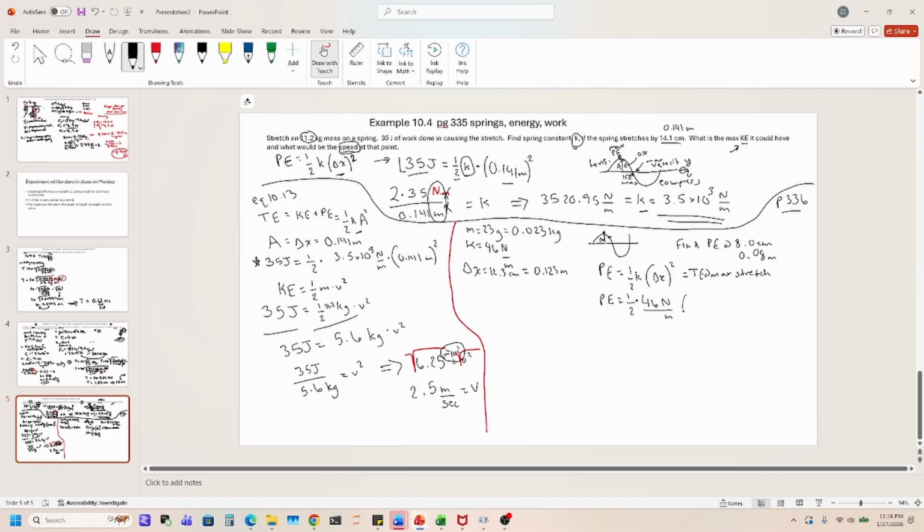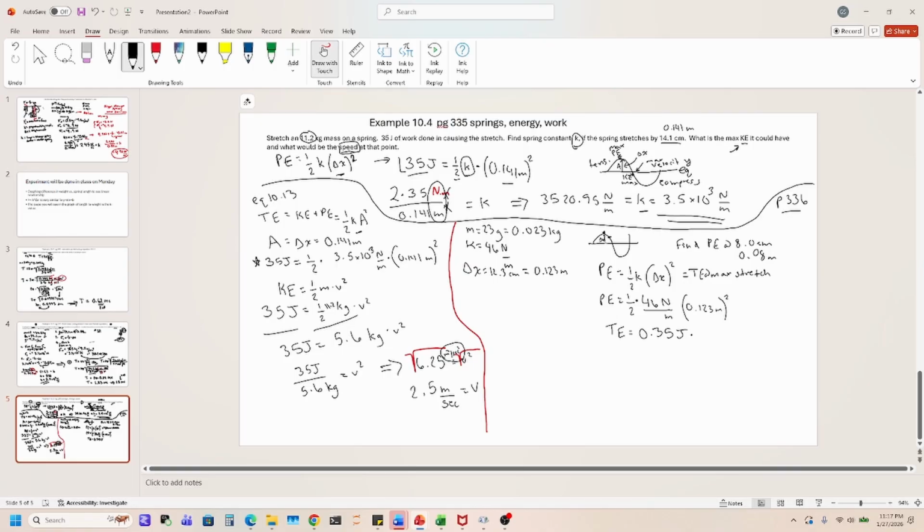And then we can multiply by our change in x. So our max stretch is 0.123 meters. And then we have to square that. Okay, so that's at our amplitude, that's at our max stretch. So this gives us a total energy of 0.35 joules. Because at that point, the total energy in the system is only potential energy, and this is before we let it go.